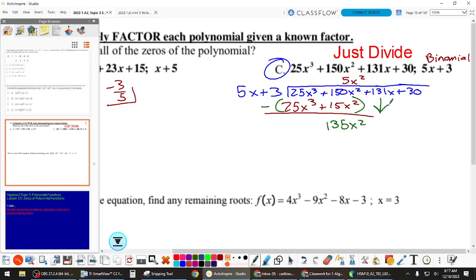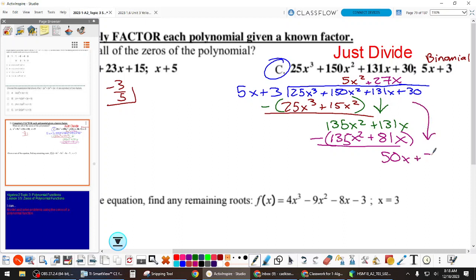Okay. And then bring down your next line. How many times does 5 go into 135? Okay. Three times 27, what is that? Okay, so again, just make sure you're subtracting everything. 131, that looks like 40 maybe? No, 50. Okay, so I think we're on the right track here, but plus 10 and we'll get 50x plus 30. Anytime this last row is the same, we know it's going to be a zero.